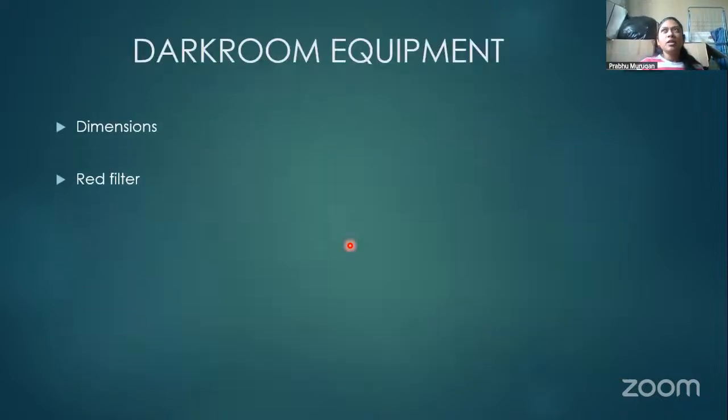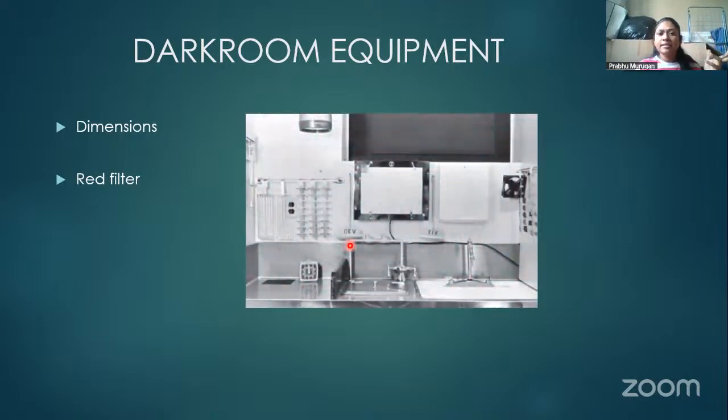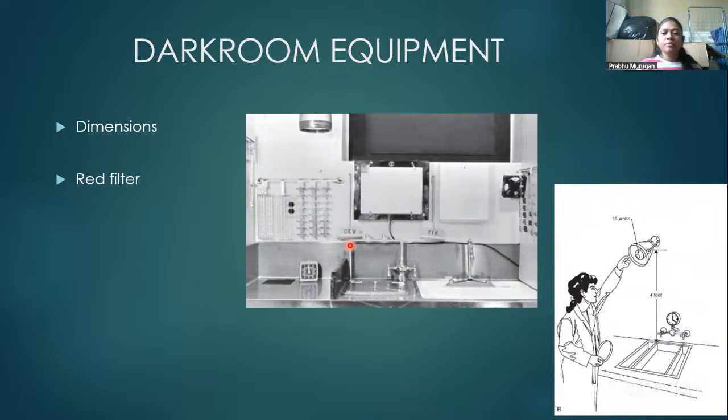So when it comes to your darkroom equipment, I think MCQs like the measurements will be there, no? 5 feet height and the voltage of the light, that is 6 watts. I think that was asked in your MCQ. 15 watts, sorry, 4 feet height and 15 watts. And the color is red light because your X-rays don't get exposed to the safe light. The safe lighting is your red light. It is very sensitive to bright light, but it is radio resistant to your red filter. That is why it is the safest thing that is used when you expose the X-rays.